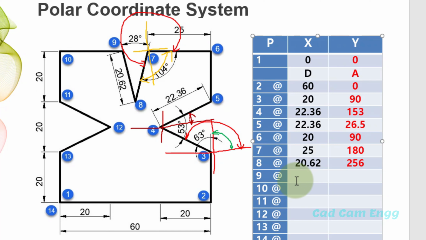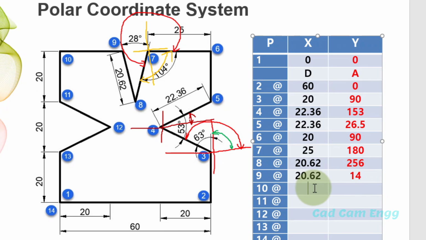Next, point number 9. The distance is the same, 20.62. What about the angle? The angle given is 28, same as for 53, so 14.